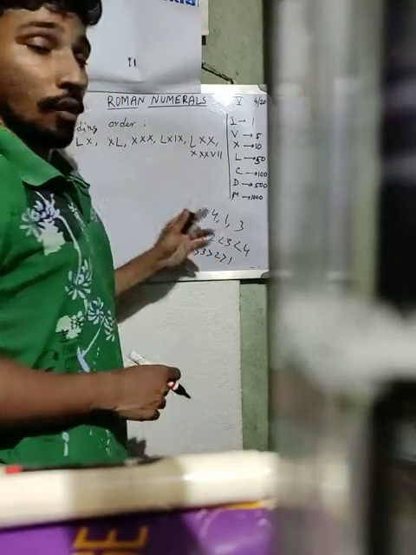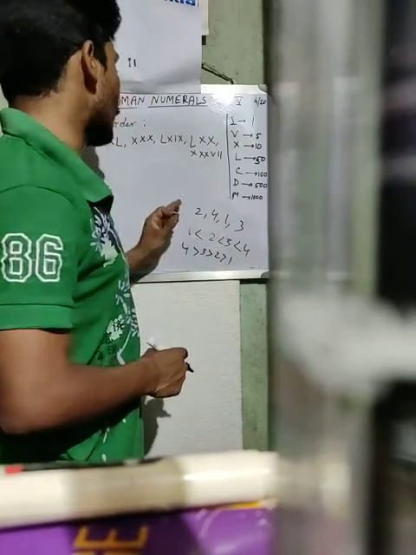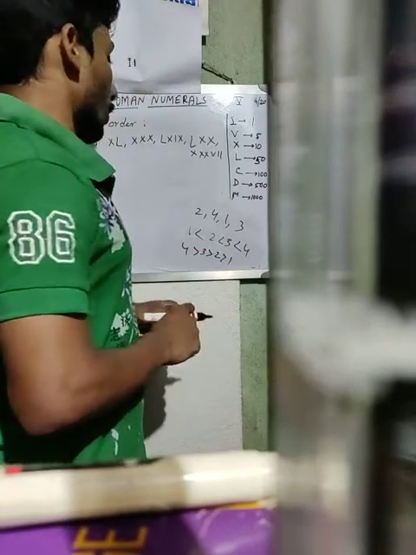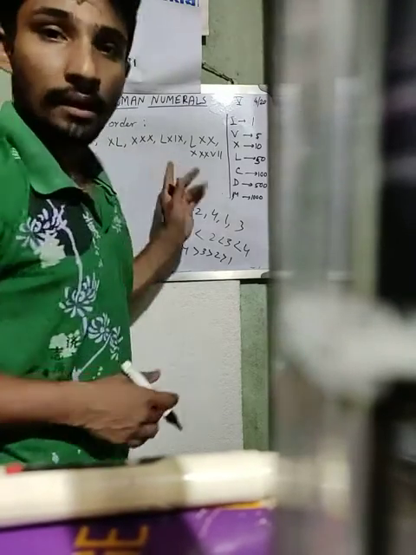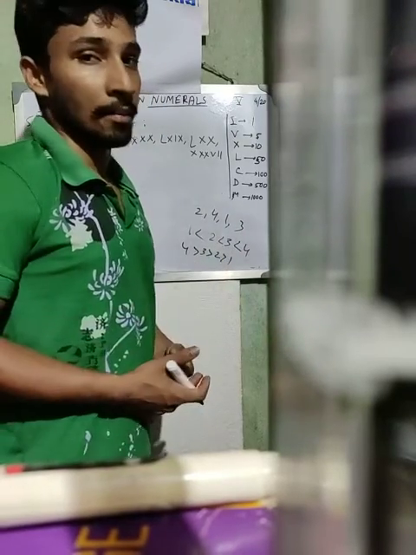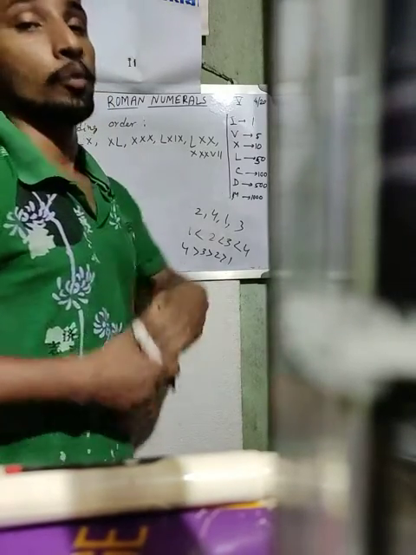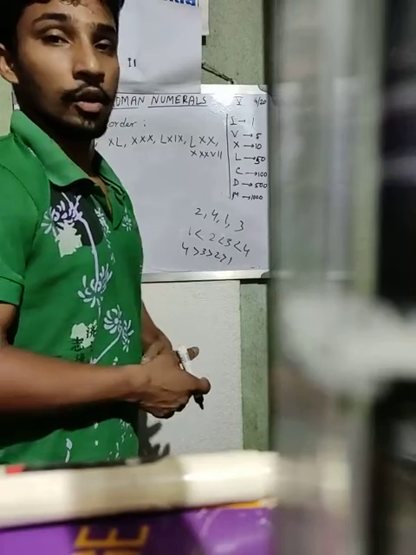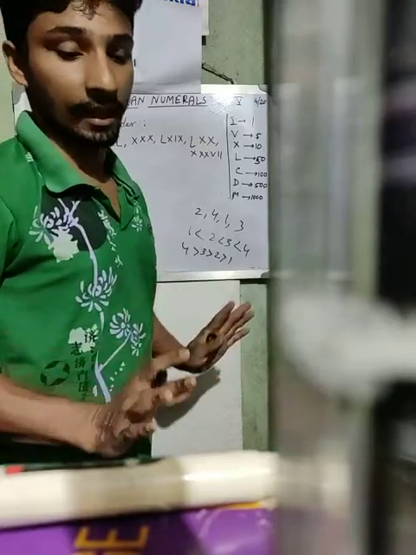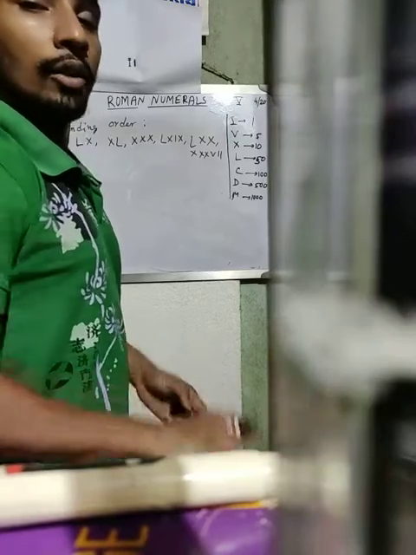That means if Hindu Arabic numbers are given, then we can arrange the numbers in ascending or descending order easily. So at first we have to convert the Roman numerals to Hindu Arabic numbers, then we can easily arrange the numbers. Clear? Then we can arrange these numbers in ascending order or in descending order.